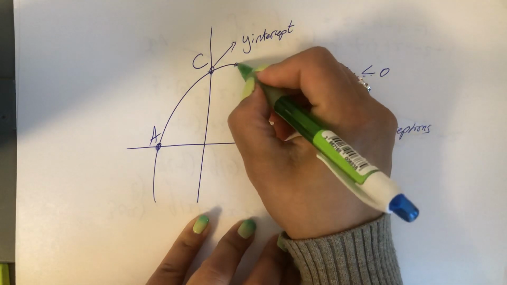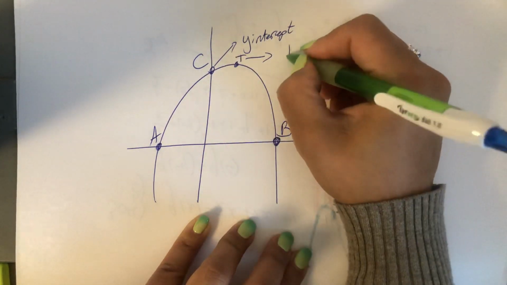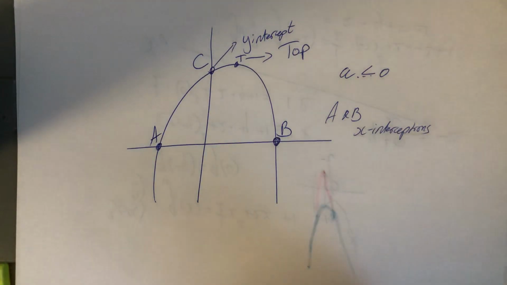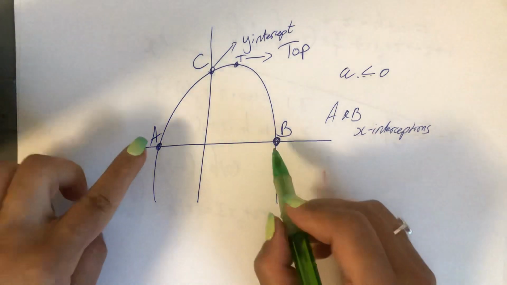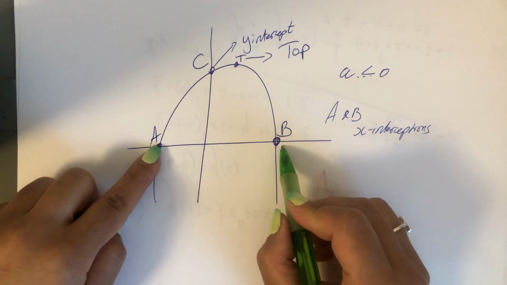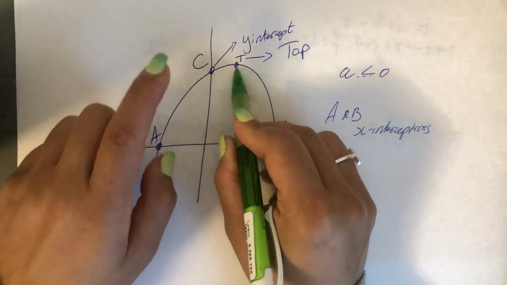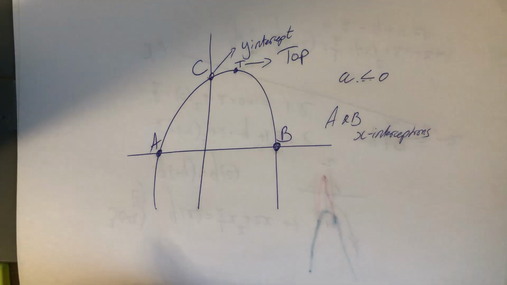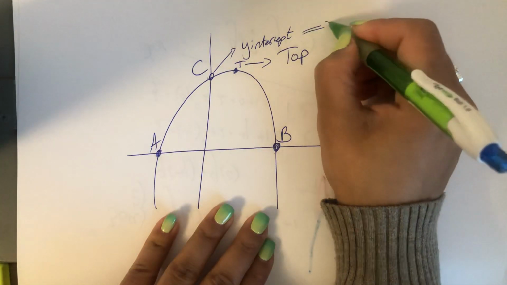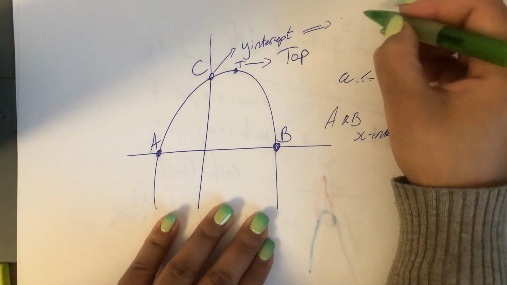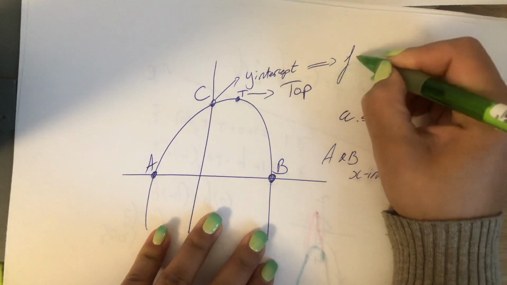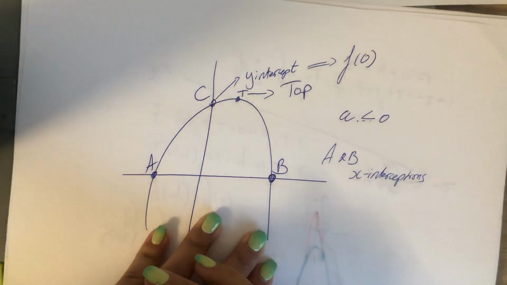And over here is my T, that's my top. Now, if you know what the A and B are, the x coordinates, you can get the top because that's exactly in the middle. But how can we get the y-intercept? The y-intercept means my x has to be 0.